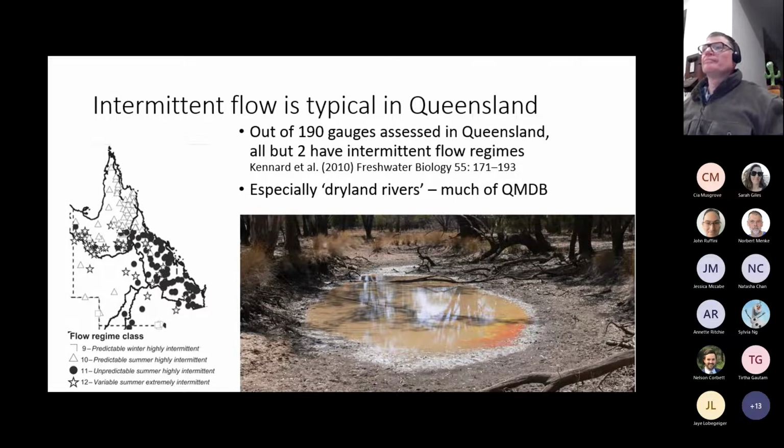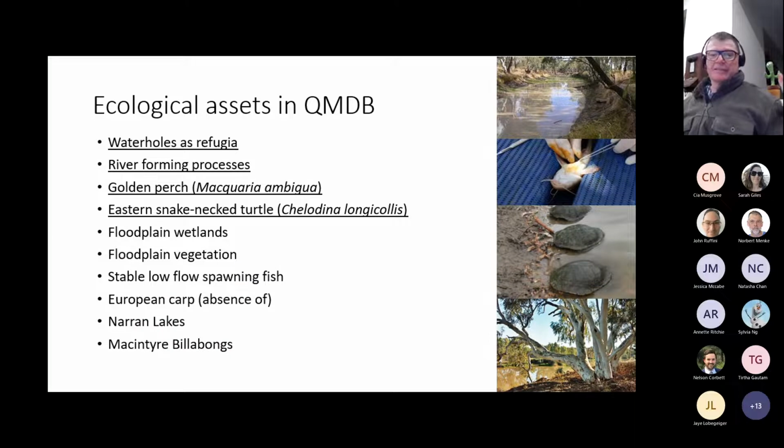Assets from water plans that are related to intermittent rivers vary throughout the state, but I'm focusing a fair bit of my talk today on the dryland rivers of the Queensland Murray-Darling Basin. This is largely because the majority of the research into the way waterholes function and how the ecology of the system depends on waterholes has been undertaken in the Murray-Darling Basin.